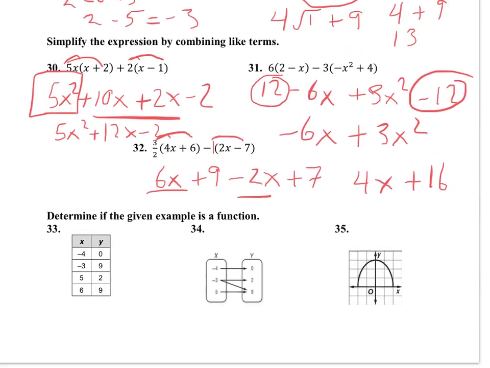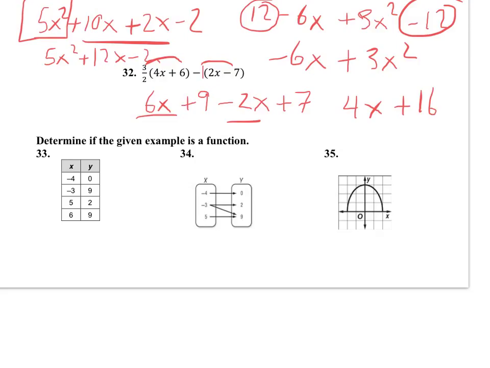And last 3 questions. Determine if the given example is a function. So let's look at my inputs here. I have a negative 4, I have a negative 3, I have a 5, and I have a 6. Nothing is repeated, so this is a function.